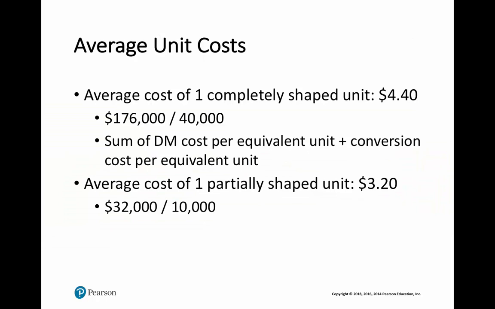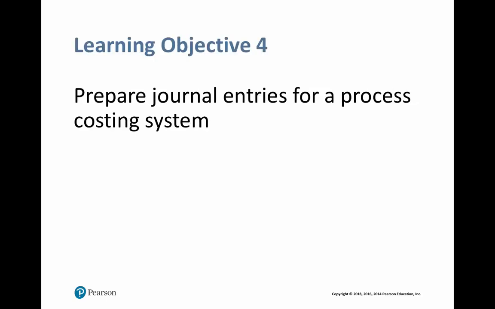All right? Next, to calculate average unit costs, we average the cost of one completed shaped unit as $4.40, and then the average cost of one partially shaped unit, $3.20. So we get our average costs. At that point, we don't use our equivalent units. We just use our total physical inventory divided by the cost based on how we allocated it. All right, so learning objective 4, we're going to go through and prepare the journal entries for our process costing system.